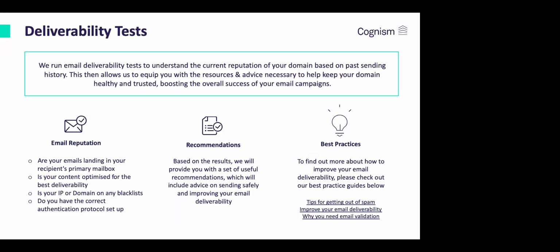So no spammy buzzwords, nothing triggering, not too many links. We'll be able to check if your IP or domain are on any blacklists, and if they are, we'll give you instructions on how to get off those blacklists. We'll also make sure you have the correct authentication set up. Once we've done this test, we will provide you with a bespoke set of recommendations to follow. If there are any issues, we'll provide you with best practices on how to get out of spam, or what to omit from your content if it is coming across as spammy and being flagged by spam filters.